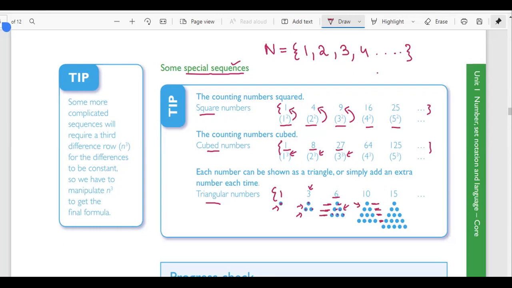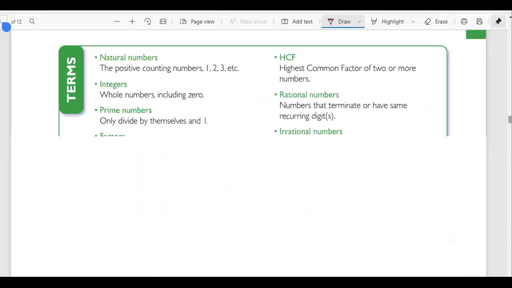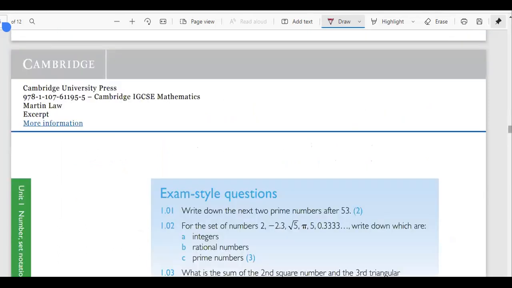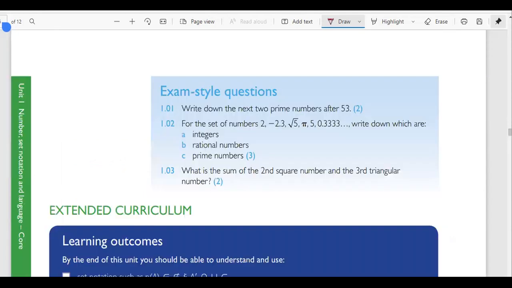So let's talk about the questions now. We have to discuss some questions as well. These are 3 questions which we will discuss. Write down, this is the first question: write down the next 2 prime numbers after 53. Let's start our counting after 53. After 53, we have 54. It's very obvious that we have an even number here, so it is divisible by 2. 54 cannot be the choice.